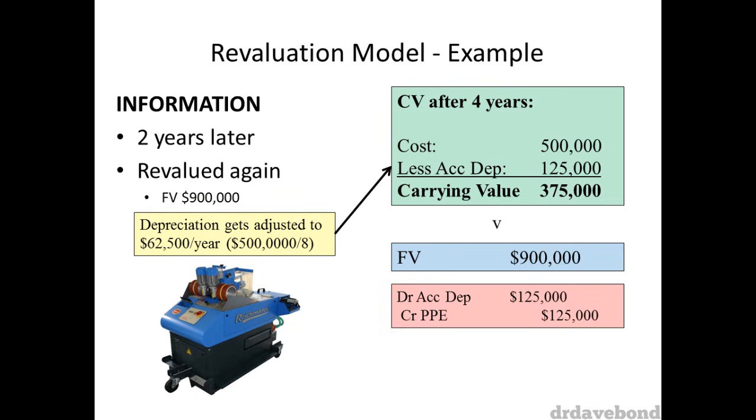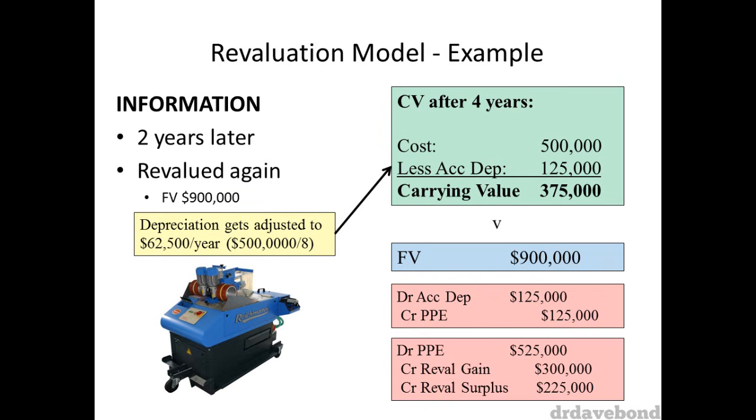Before the revaluation entries, remember to clear out depreciation. The asset increases by $525,000, which is the $900,000 minus $375,000, so debit asset $525,000. Normally for a revaluation increment, revaluation surplus would be credited $525,000, but because this is a reversal of a previous downwards revaluation, the first $300,000 goes to profit and loss, i.e. credit gain, to reverse the previous loss. Once the loss has been reversed, the remaining $225,000 goes to revaluation surplus as normal.